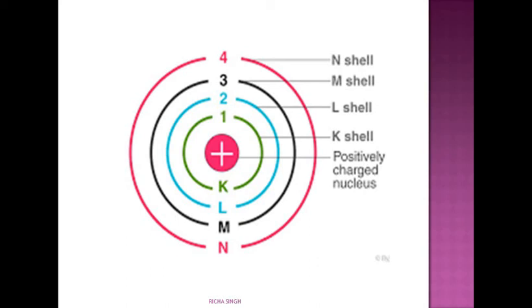Then one more thing he explained: the energy associated with each energy shell increases as we go away from the nucleus. The K shell has the lowest energy as compared to L, then M, and N has the highest amount of energy. When an electron is present in the lowest energy level, it is said to be in the ground or normal state. In the ground state, the potential energy of the electron is minimum and therefore it is most stable.